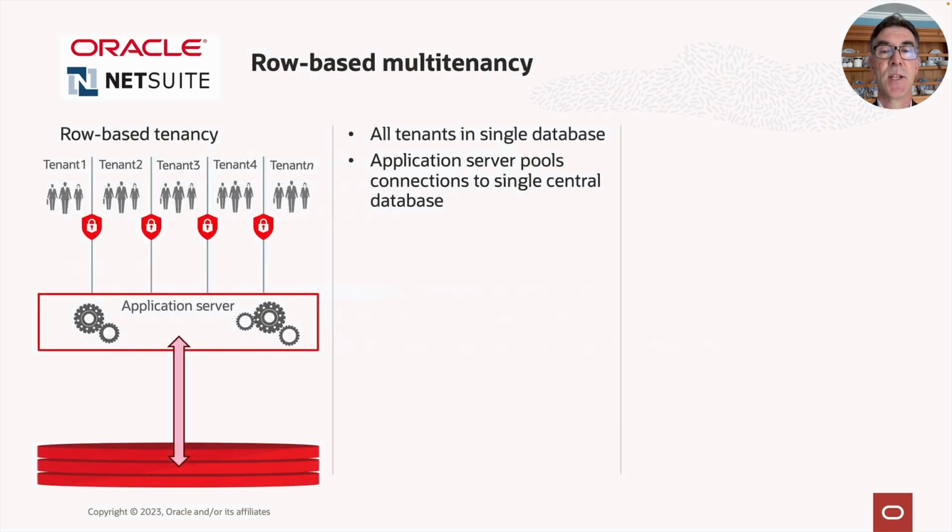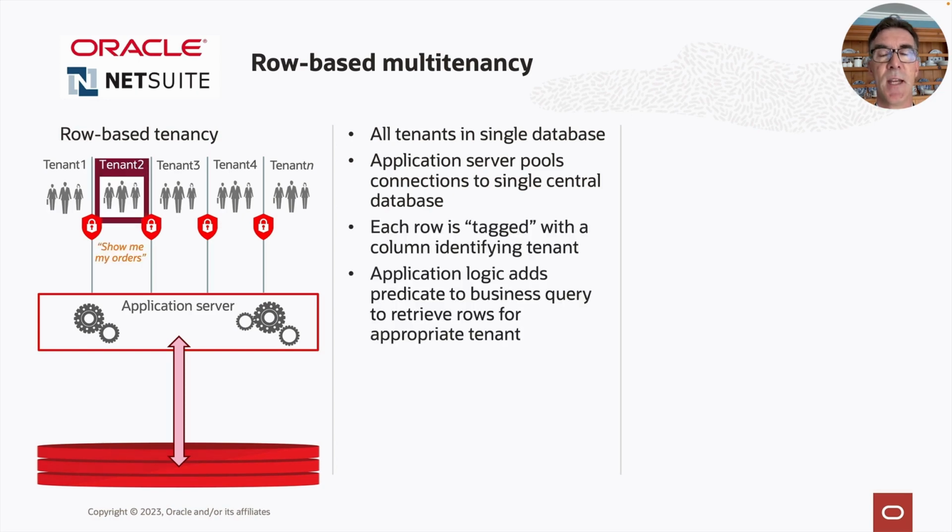This slide illustrates how row-based multi-tenancy works. All tenants are in a single database. The application server pulls connections, all of which are to this single database. With only one database and one connection pool for all tenants, this is why this model is so efficient. But how is the data segregated?